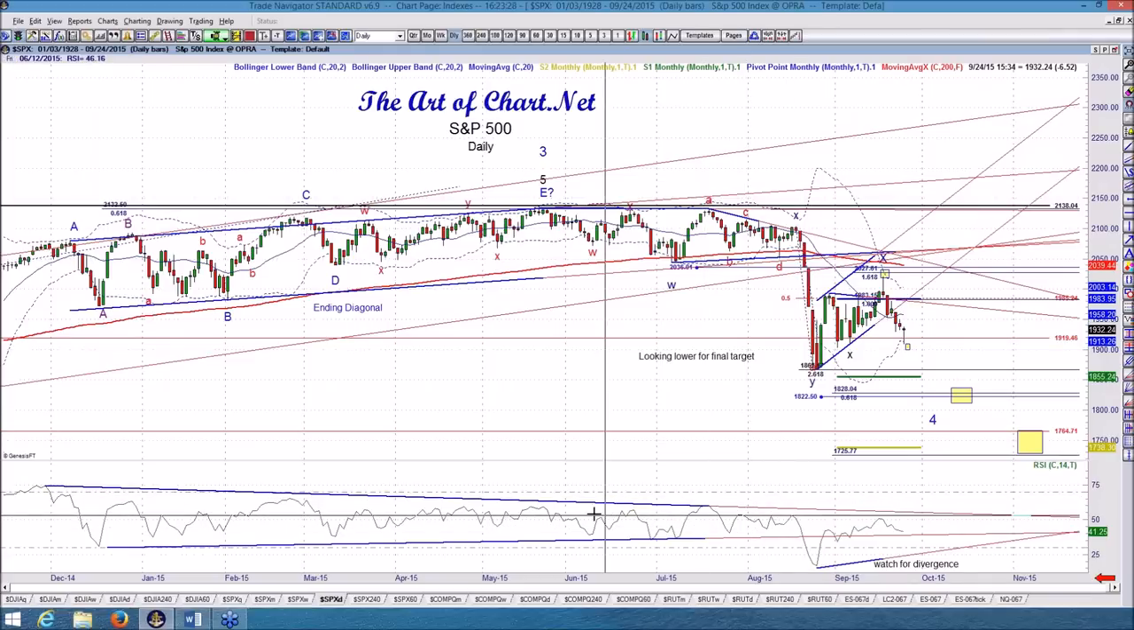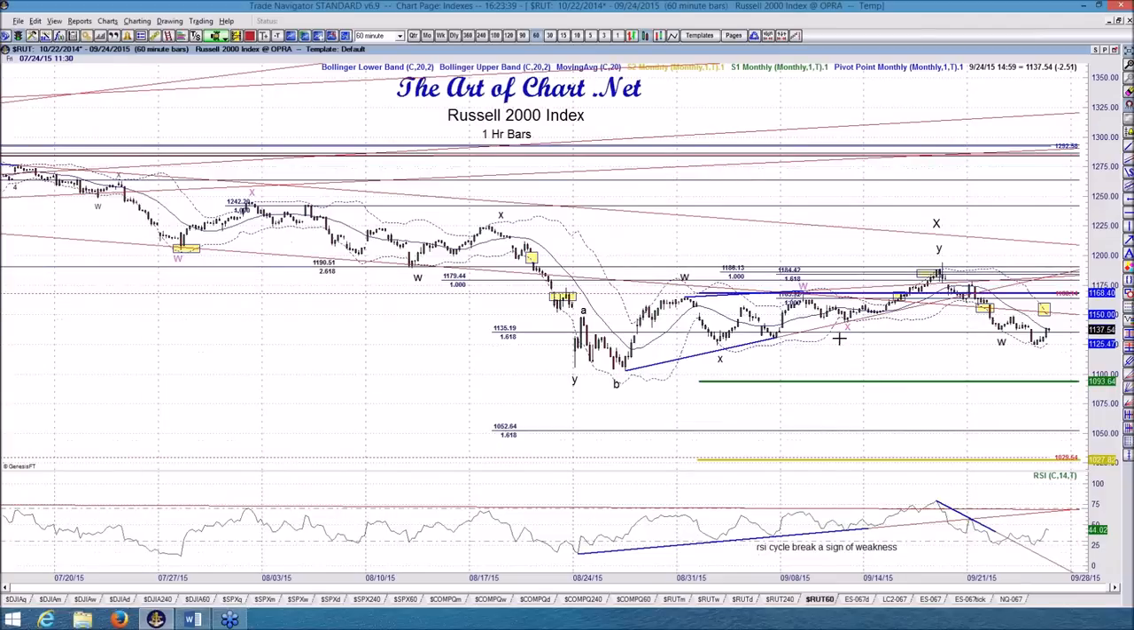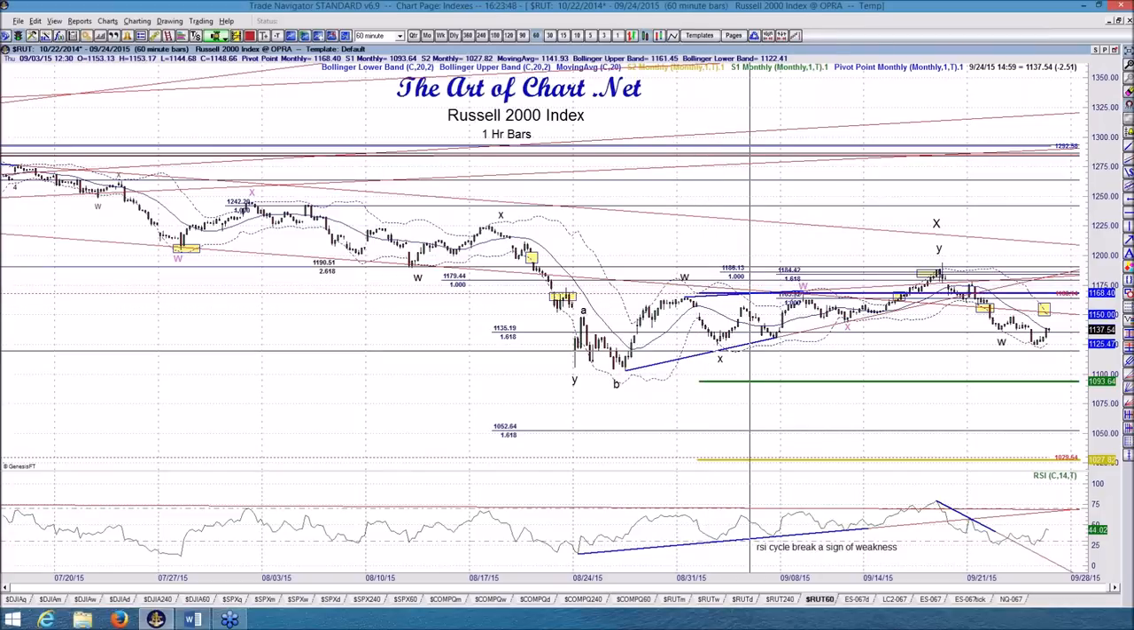Okay, so I wanted to just mention those couple of things. If you look at an hourly chart on any instrument, let's look at something different. Let's look at the Russell. Whenever you see a pinch, there's usually an expansion that follows. Here's a pinch, there's an expansion that follows.